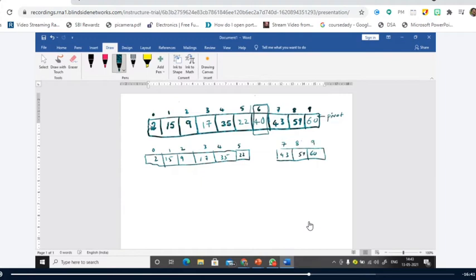Now, what is the choice of pivot? This is the left subarray, and this is the right subarray. Now you have to apply the quicksort algorithm recursively for both the left subarray and the right subarray. Is it clear? Yes, sir.